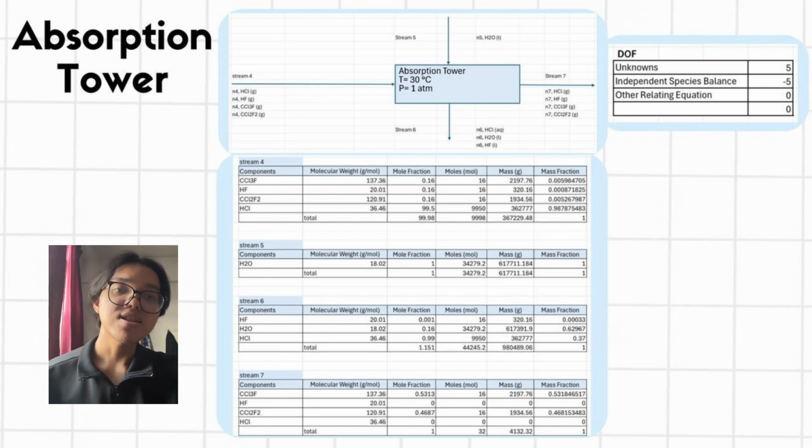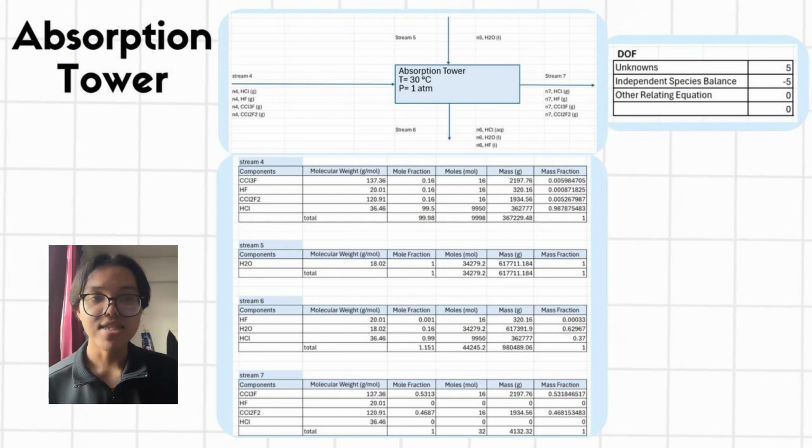For stream 7, the gas outlet shows what's left. From this, we can conclude that the absorption tower is highly effective at removing HCl and partially effective for HF, which is expected since HF is more volatile and slightly less soluble in water compared to HCl. So for the DOF, there are 5 unknowns and 5 independent species balances, and that is 0 DOF. So it is completely defined and solvable.